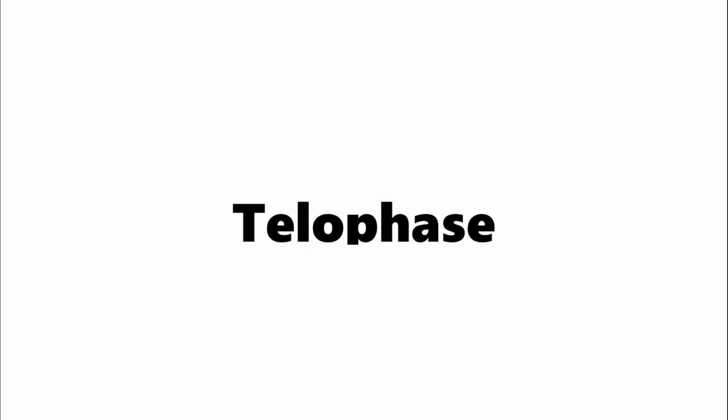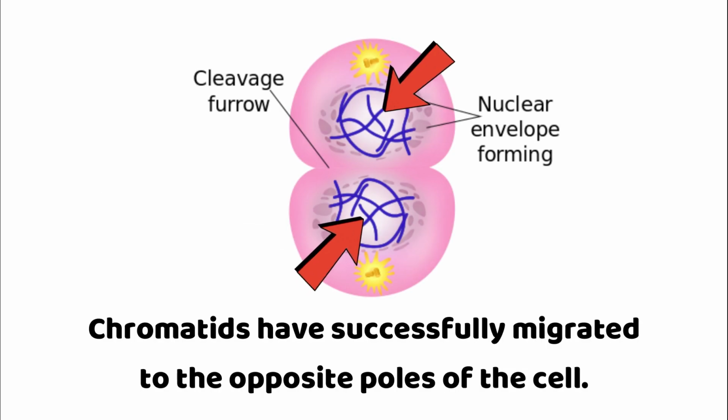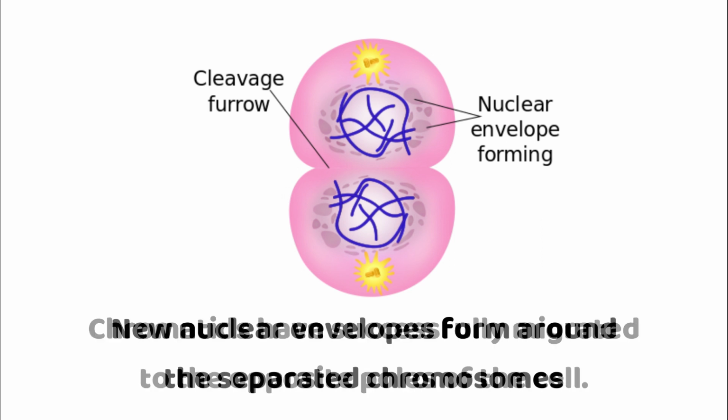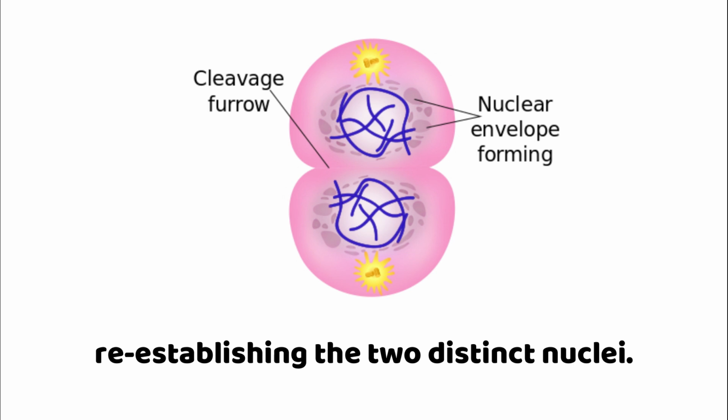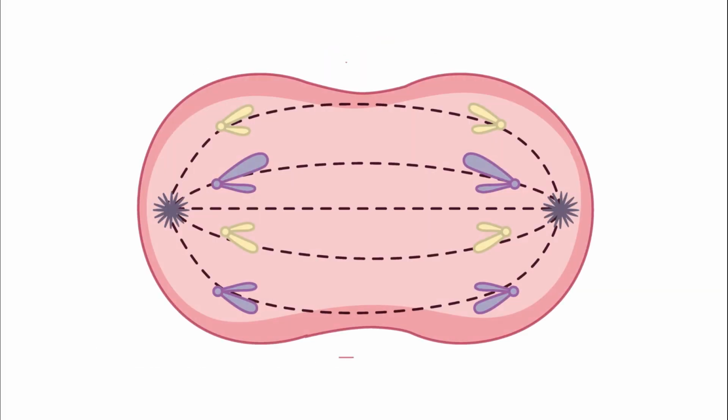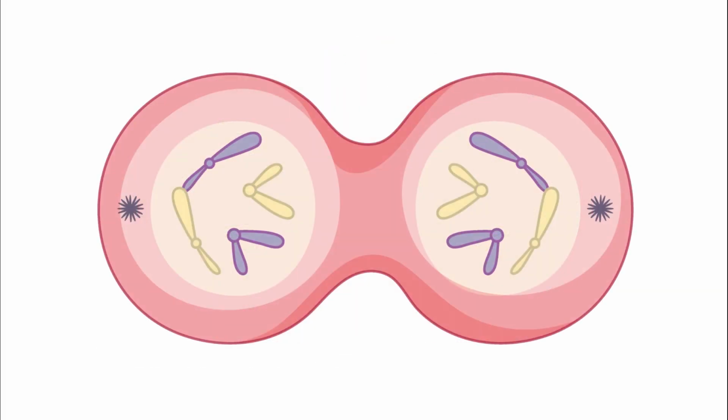Telophase. Chromatids have successfully migrated to the opposite poles of the cell. New nuclear envelopes form around the separated chromosomes, re-establishing the two distinct nuclei. Cytokinesis often begins in parallel, while the cell membrane starts pinching in to separate the cell into two individual daughter cells.